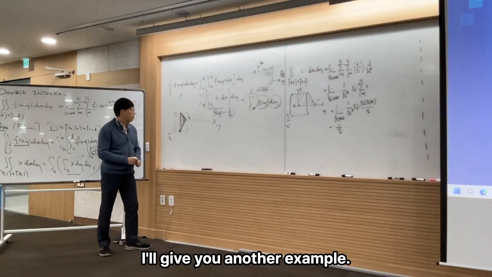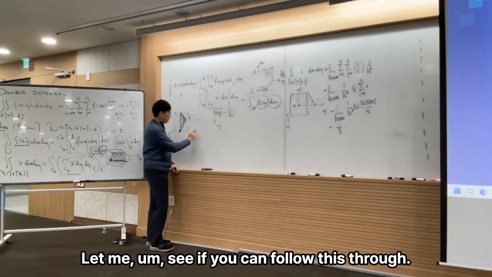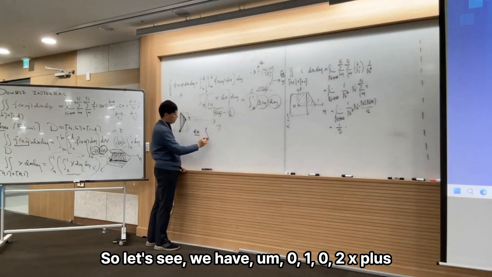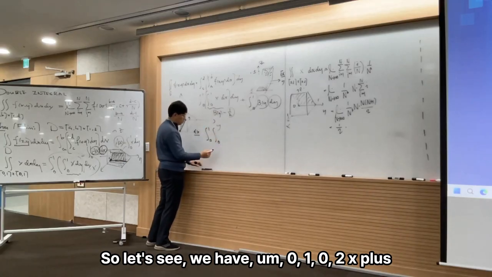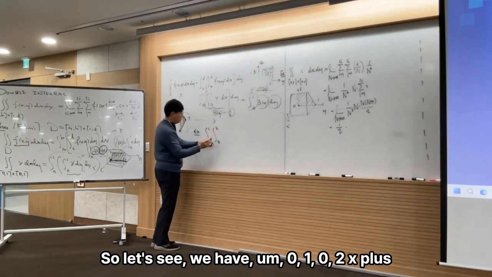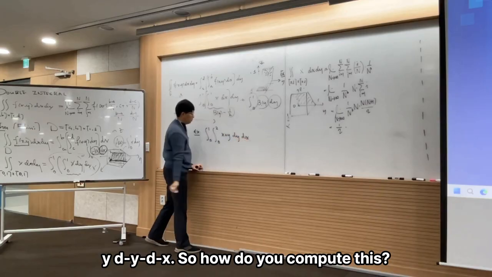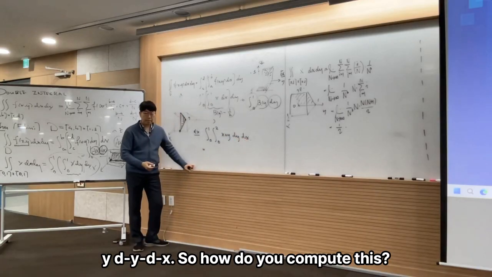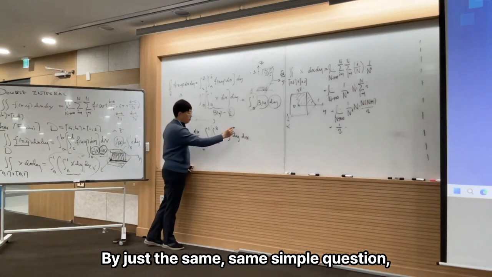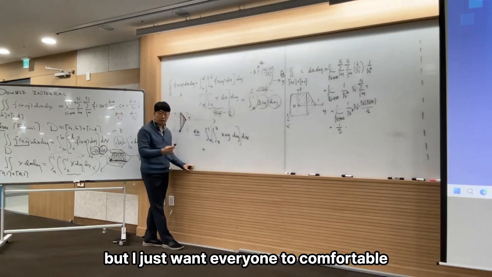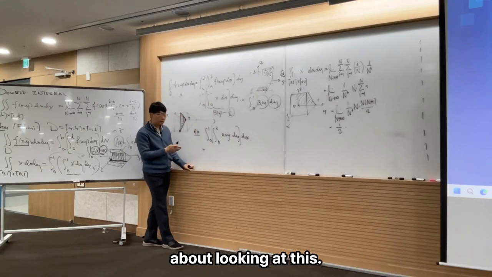I'll give you another example. Let me see if you can follow this through. So let's see. We have the integral from 0 to 1, the integral from 0 to 2, of x plus y, dy dx. So how do you compute this? It's the same simple question, but I just want everyone to be comfortable looking at this.